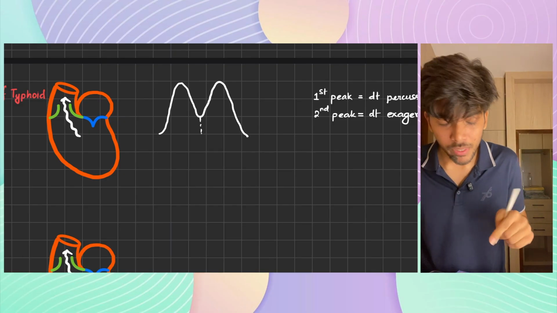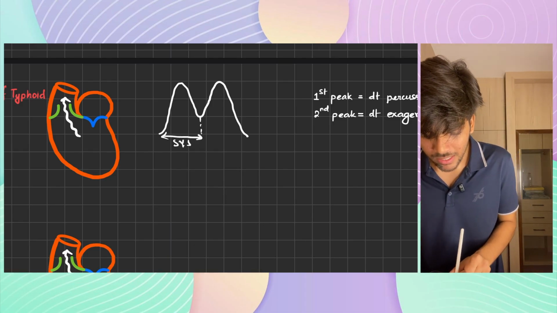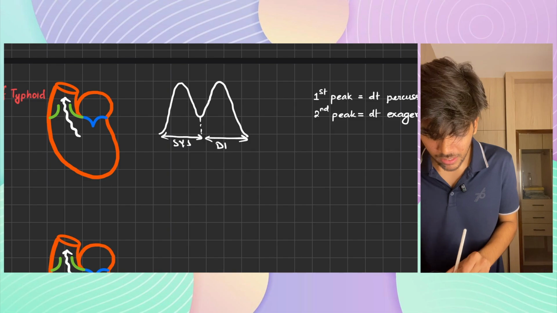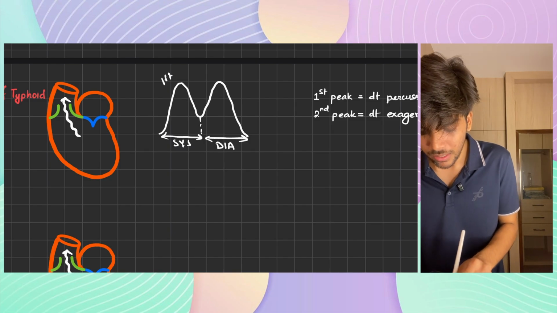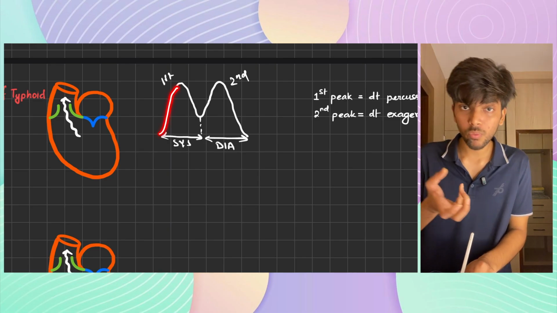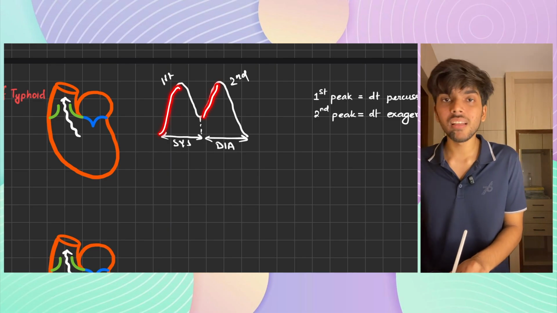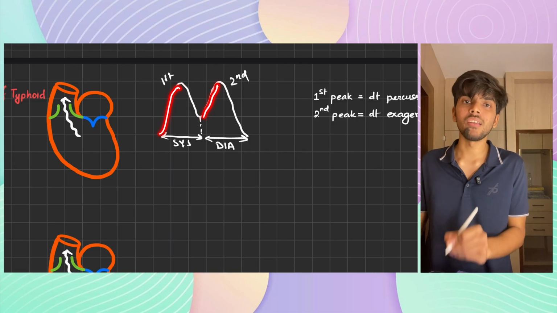One peak, di means two. One peak is present in systole and the other peak is present in diastole. First peak and second peak. The first peak is as a result of percussion wave due to the contraction of the ventricle, and the second peak is as a result of exaggeration of dicrotic wave.